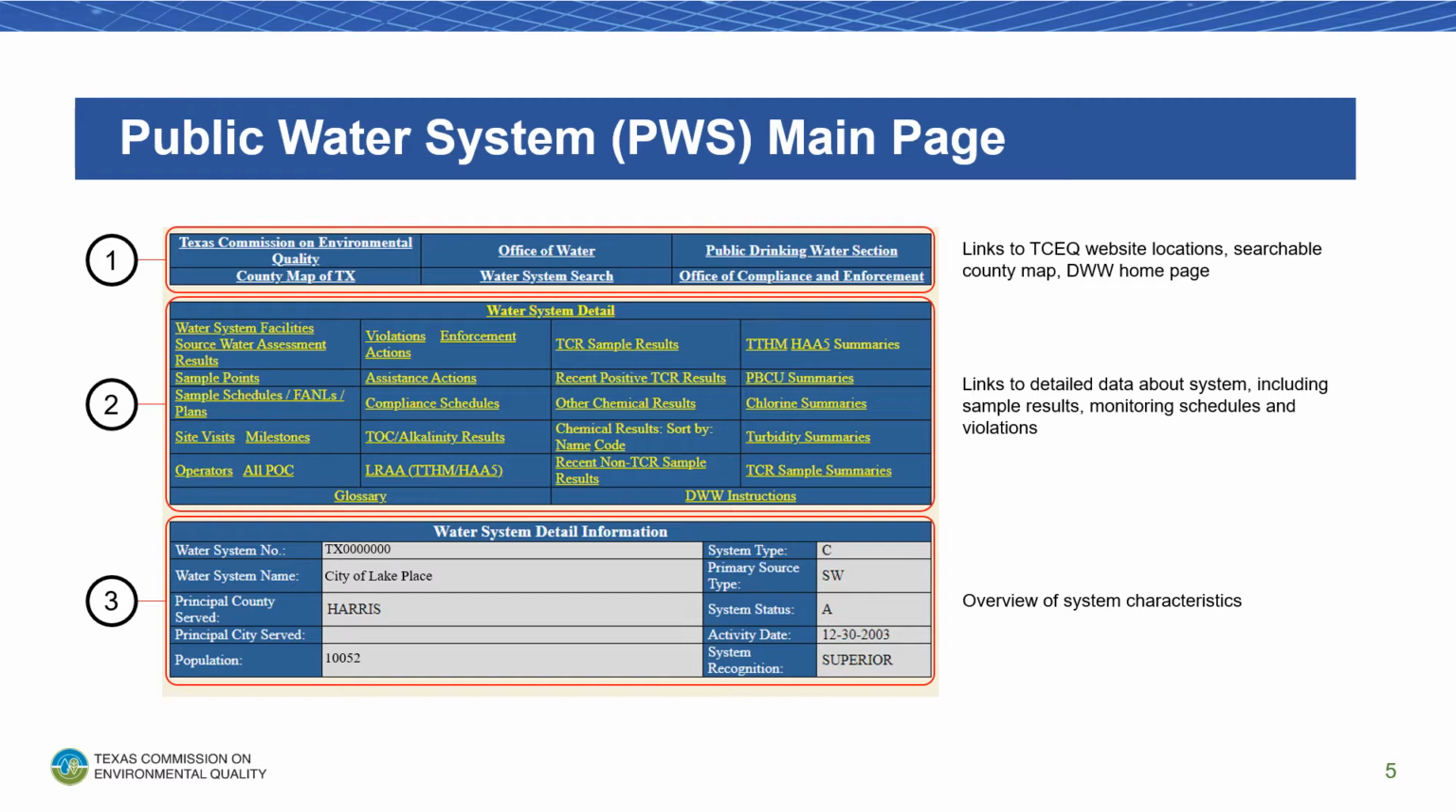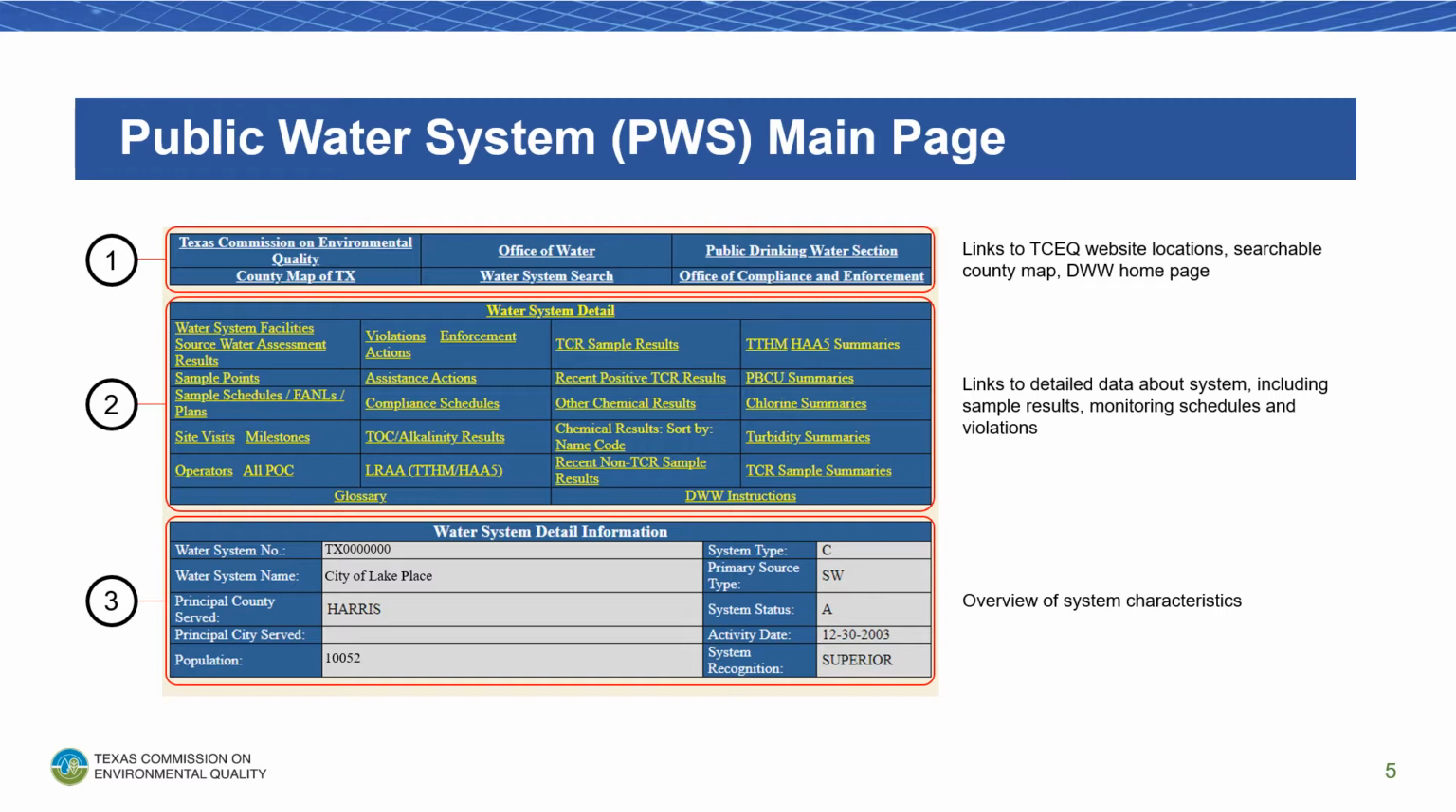Section 2 of the PWS main page is the primary area that will be utilized to find more detailed data about the system, such as sample results, monitoring schedules, and violations. The bottom row also provides locations where you can find additional assistance. We'll cover commonly utilized options from this section in more detail on later pages. Sections 1 and 2 are available at the top of every web page in the Drinking Water Watch website so that you can easily navigate to the information you need.